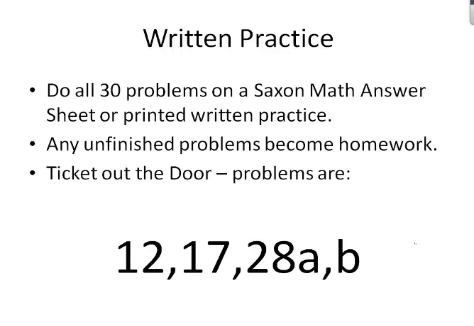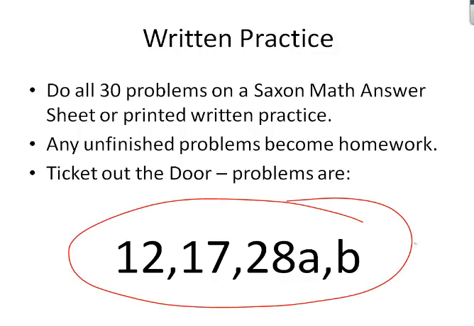You have your practice set. Your tickets in the door are numbers 12, 17, 28, A and B. Make sure that you do those ones tonight. The other 30, the balance, you can do tomorrow in class. But get those 3 done tonight.